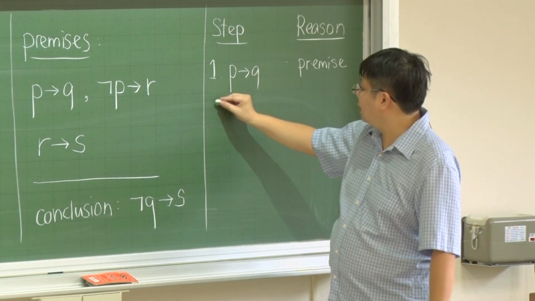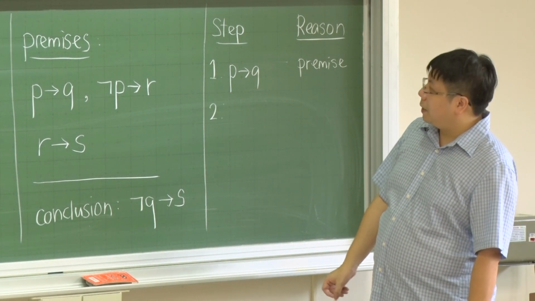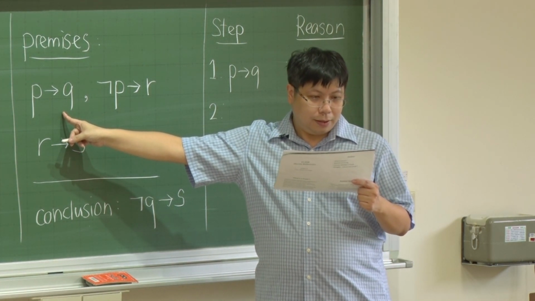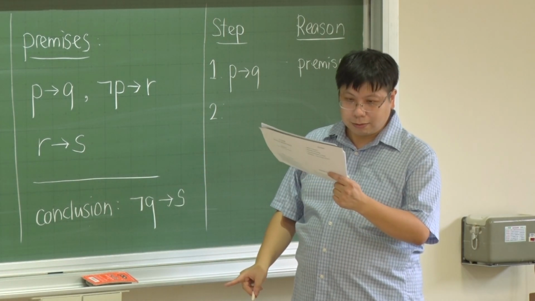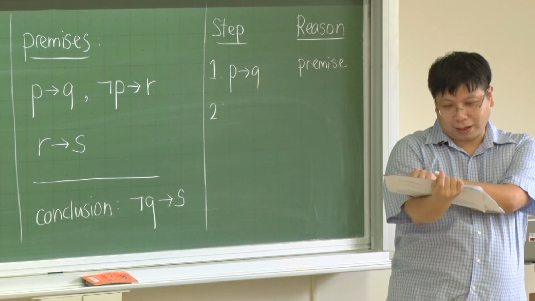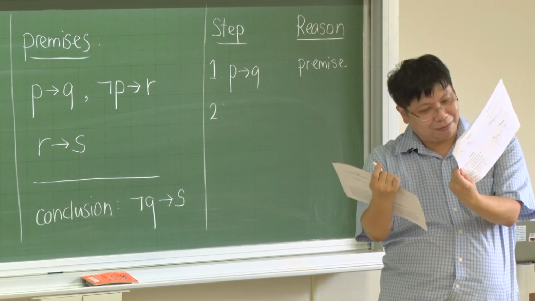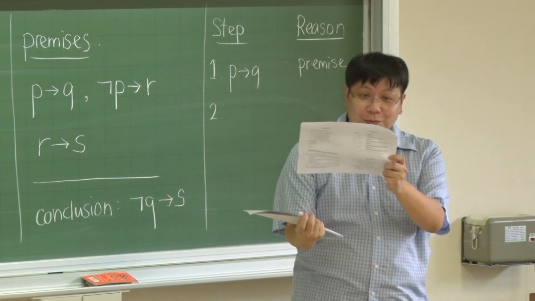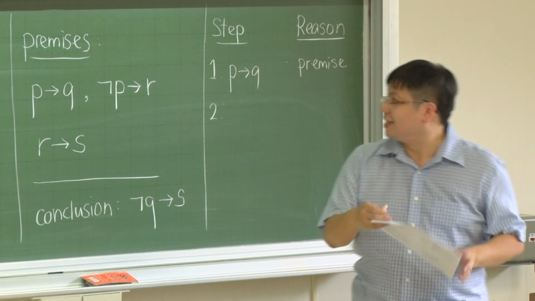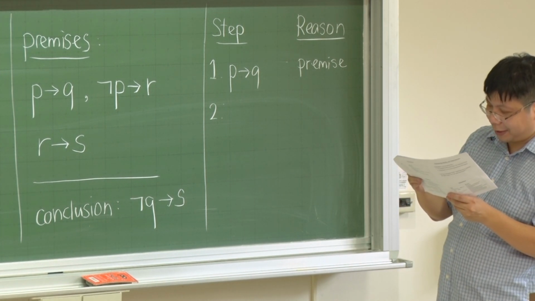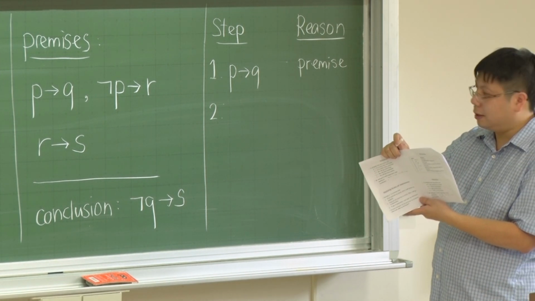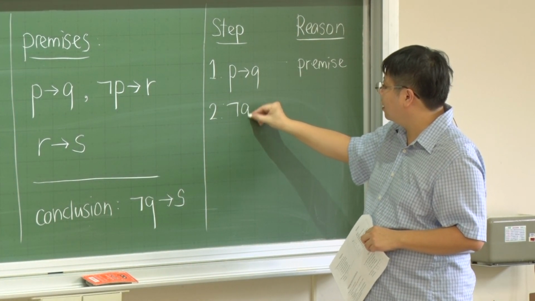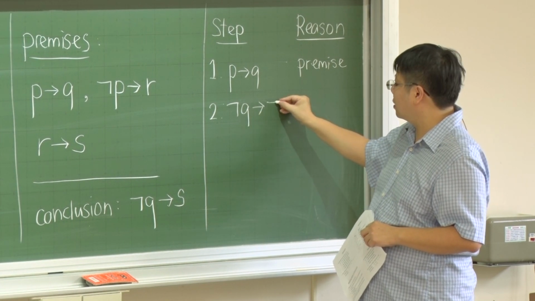Okay, let's see. Probably you will have P implies Q, right? And then, let me double check it. Yeah, I have a lot of mistakes here. So let's see. I have P implies Q already, right? Now if I have P implies Q, then I will have not Q implies not P. Am I correct?